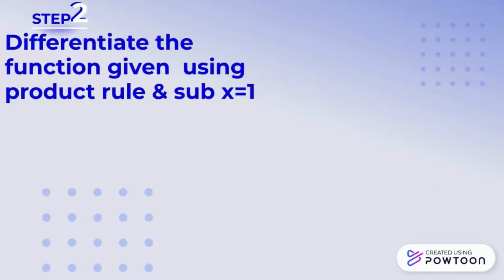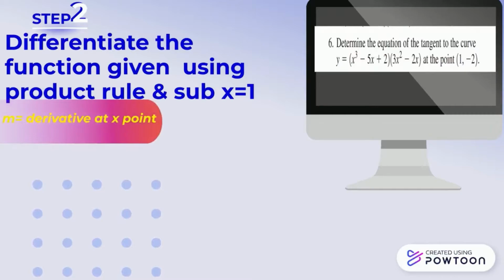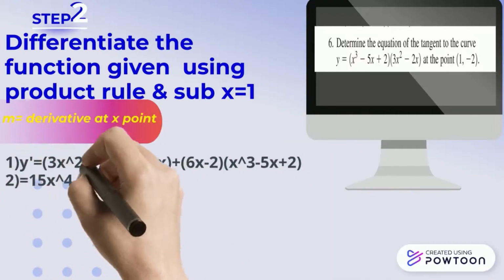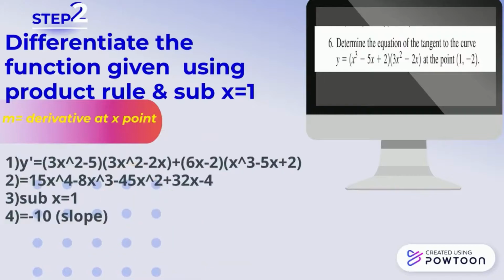Step 2. Differentiate the function given using product rule and substitute x equals 1 into the differentiated equation. m equals the derivative at x point. So part 1, you differentiate the equation using the product rule, and then part 2, you simplify it. Part 3, you substitute x equals 1 into the simplified equation, and then you get your slope, which is negative 10.